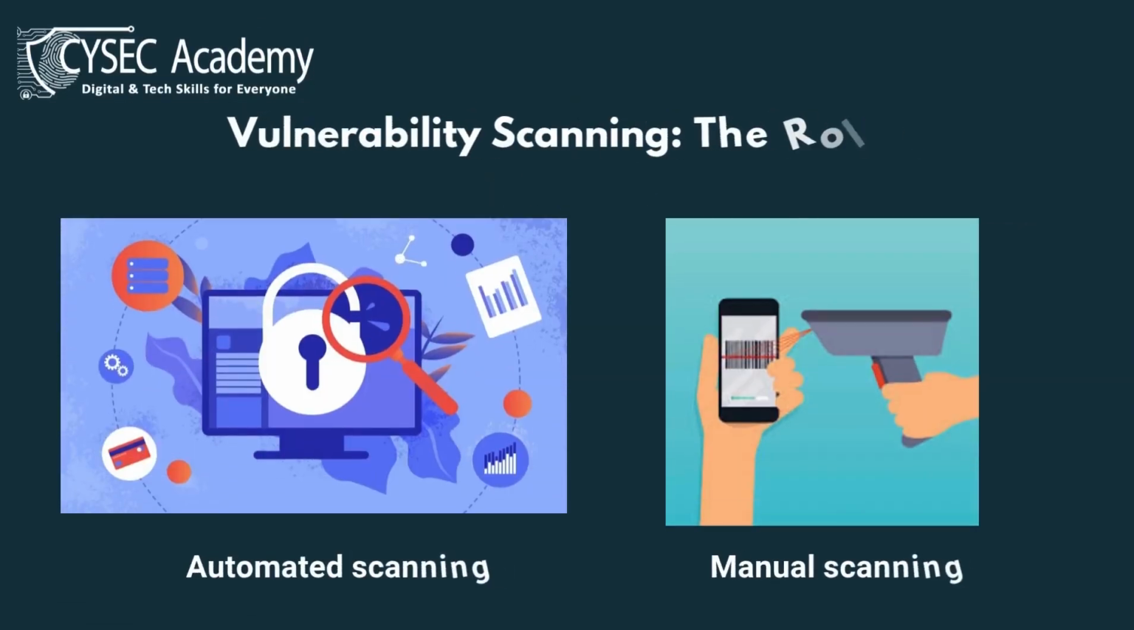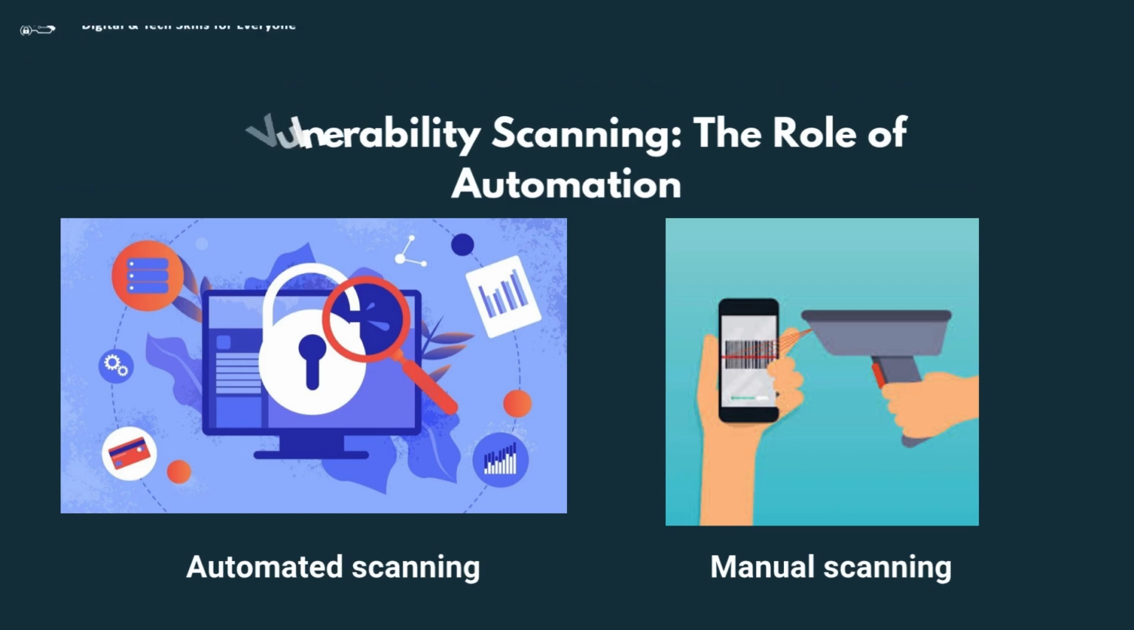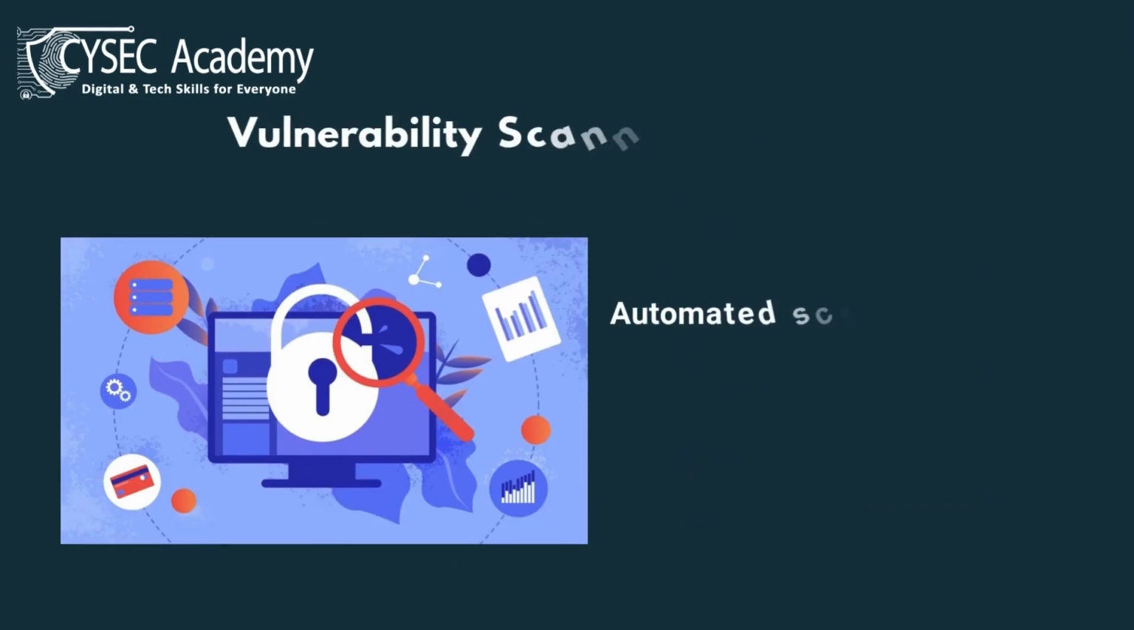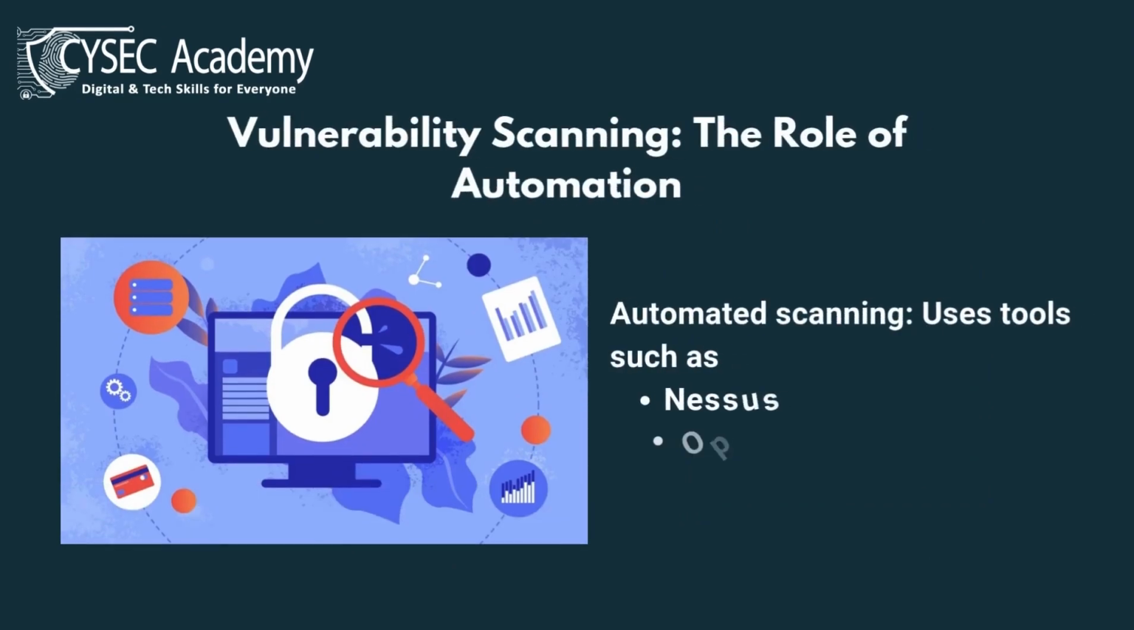Vulnerability scanning, the role of automation. Vulnerability scanning is the automated process of scanning systems for known weaknesses. These scanners use a massive database of known exploits, weaknesses, and misconfigurations to test a target system. There are two types of vulnerability scanning. 1. Automated scanning. 2. Manual scanning. Let's explore both.